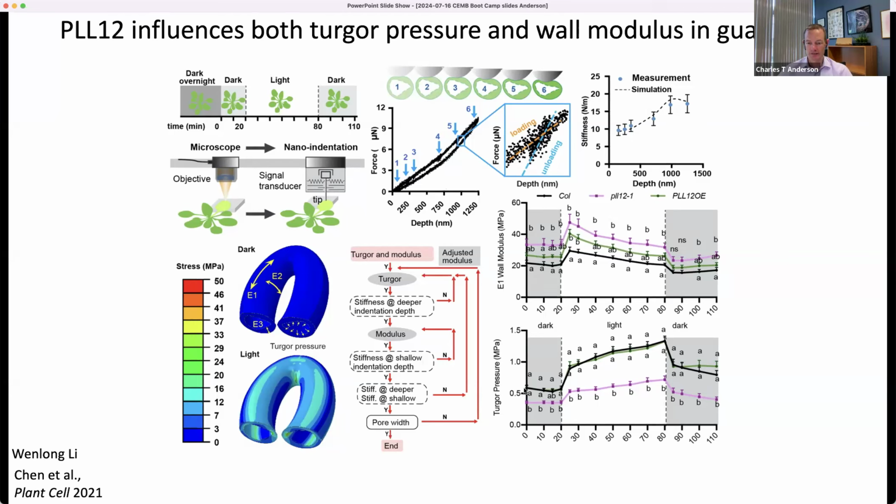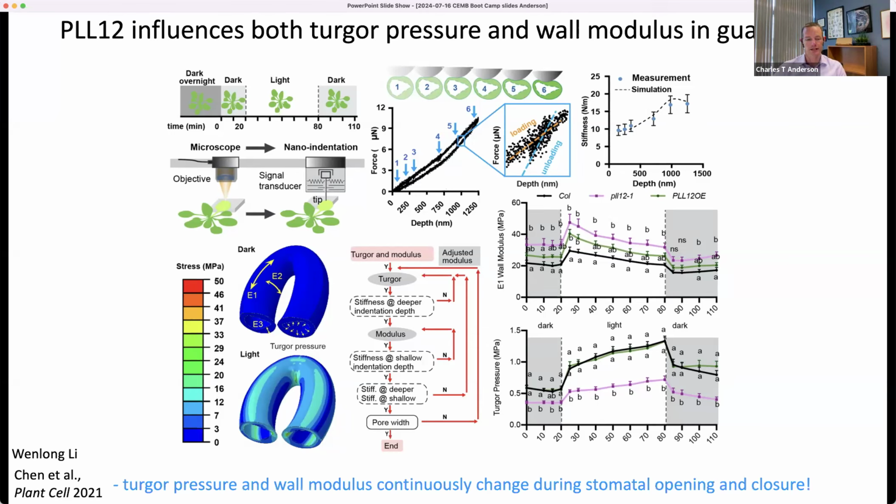When we estimate the turgor pressure based on this approach, we see that turgor pressure jumps up when we turn the lights on in wild type, and then continues to rise until we turn the lights back off when it goes back down toward baseline. And the turgor pressure in the PLL12 knockout is substantially lower than that we observe in the wild type, suggesting that this might be part of the reason that we don't see significant stomatal opening in response to the treatment that I mentioned earlier, the fusicoccin treatment. So this is giving us a mechanical insight into how the cell and the wall itself are responding mechanically to these light and dark stimuli.